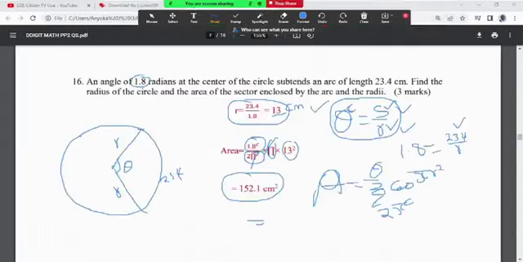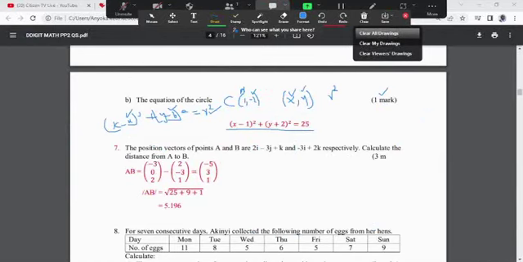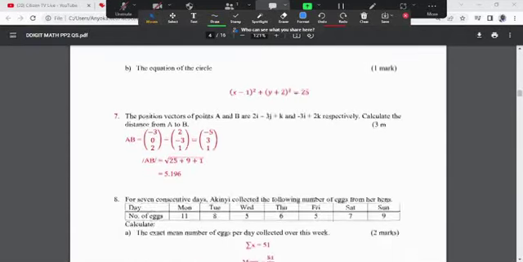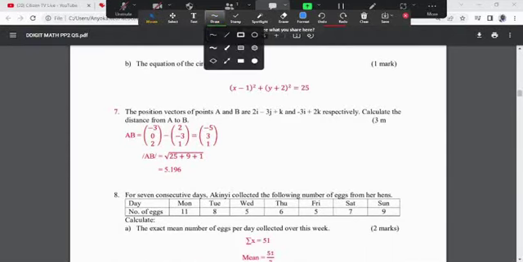Yes. Well, let's go to question 7. Maximilian, read. The position vectors of points A and B are 2i minus 3j plus k, and negative 3i plus 2k respectively. Calculate the distance from A to B.